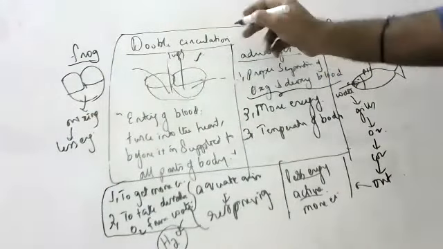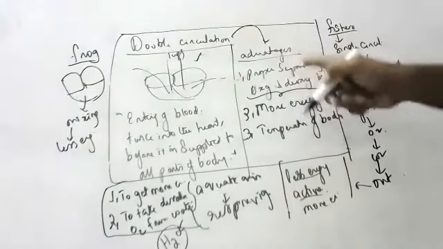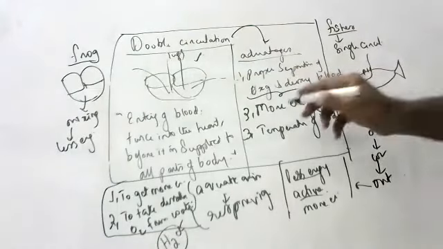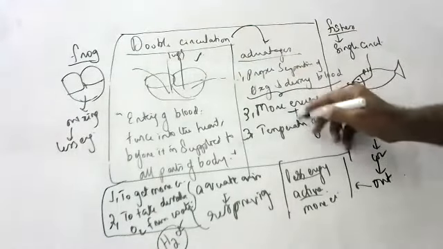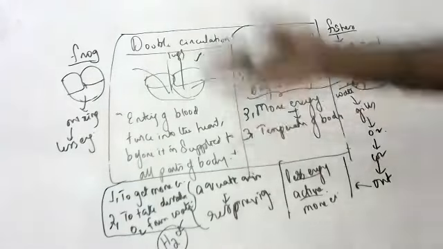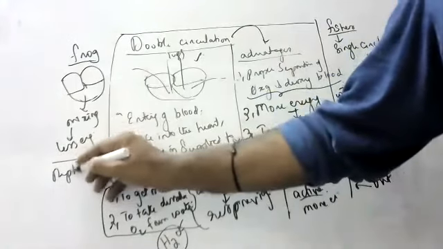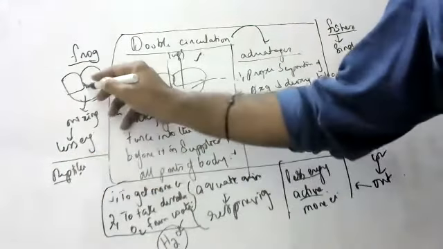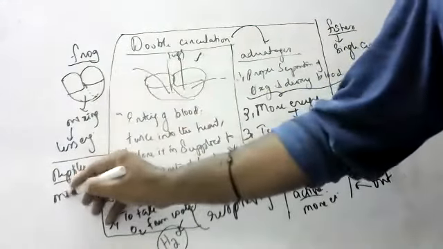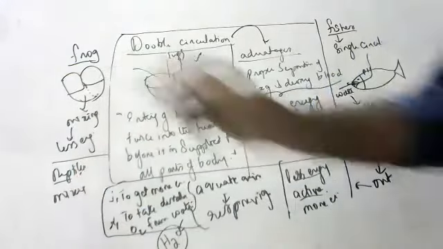So what are the advantages of double circulation? Proper separation of oxygenated and deoxygenated blood. Therefore, more energy is released. Hence, it also controls the temperature of the body. Whereas in frogs and reptiles, children, reptiles also have a partially divided heart, some mixing takes place. Therefore, they also get less energy.